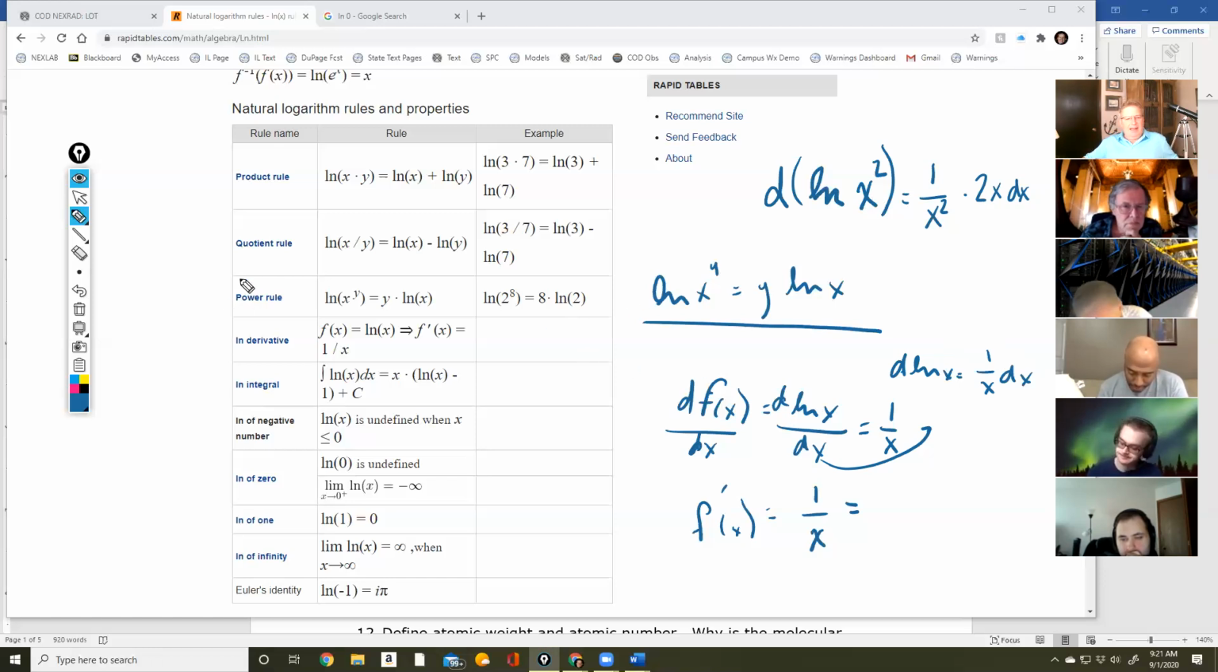So I kind of want you to see this. I'm saying that the derivative of the natural log of this function is just going to be 1 over that function. So the derivative of the natural log of x squared is 1 over x squared, that function. But it's multiplied by the derivative of that function. Well, the derivative of x squared is 2x times the derivative of x.